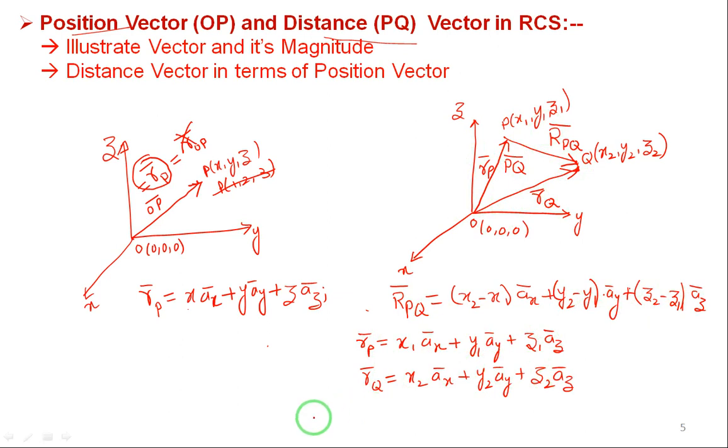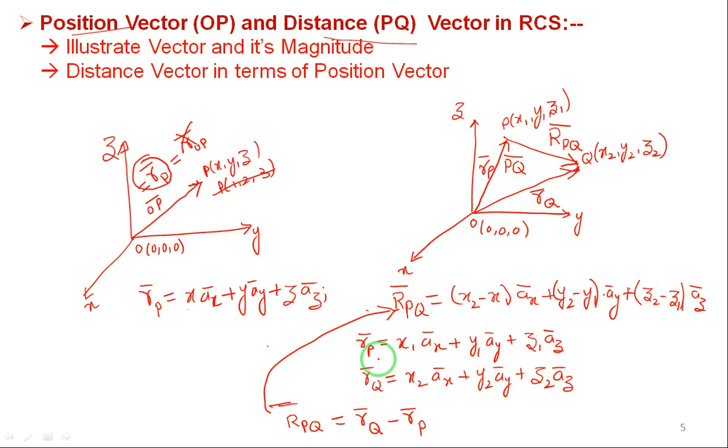Then next, I want to express this distance vector in terms of position vector. So RPQ vector is equal to, always you subtract like this, the position vector RQ minus the position vector RP. So just subtract, RQ vector is here, RP vector is here, just subtract x2 minus x1 into ax. So finally we will get, I have written here, I will not write once again.